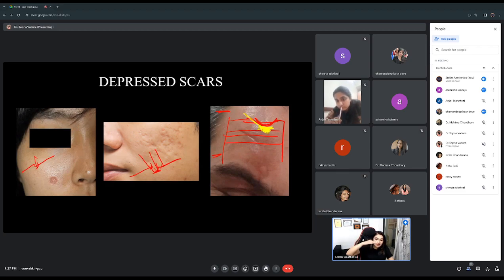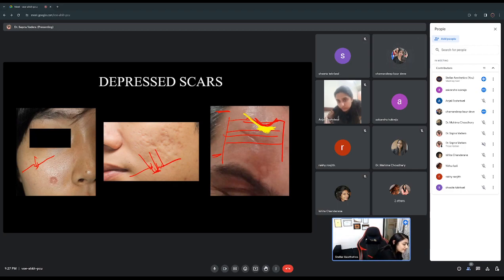Now once the scar is lifted to the surface, your fractional CO2 will penetrate the scar better. So then you will do fractional CO2 over it. Got it? Any confusion, anyone? What is subcision? Subcision is a technique where we put a needle inside below the scar and break the fibers. That technique is known as subcision. We are going to see this for acne scars.